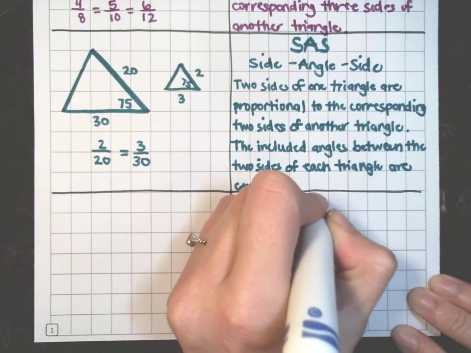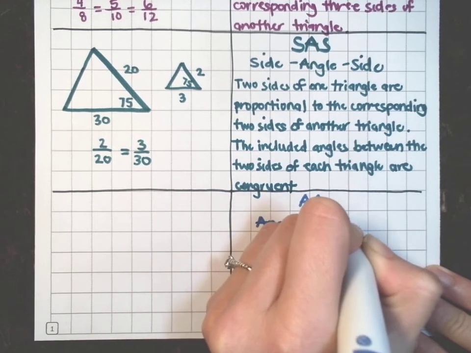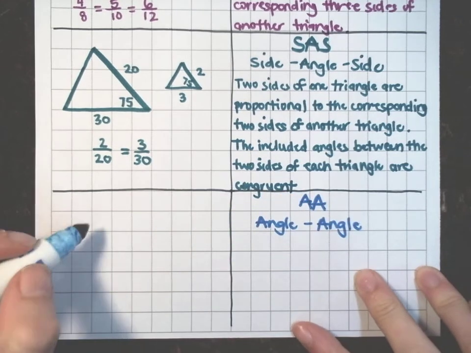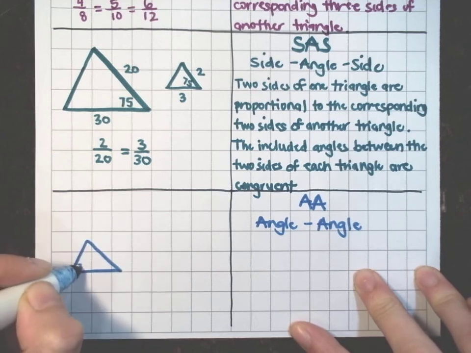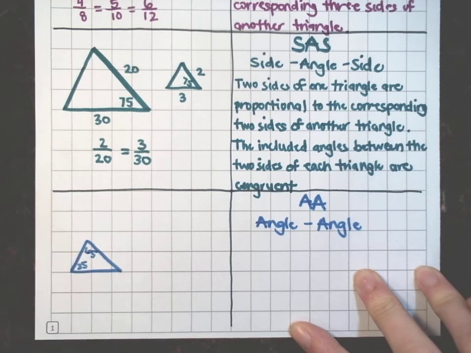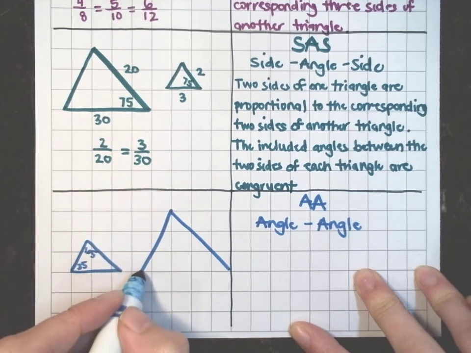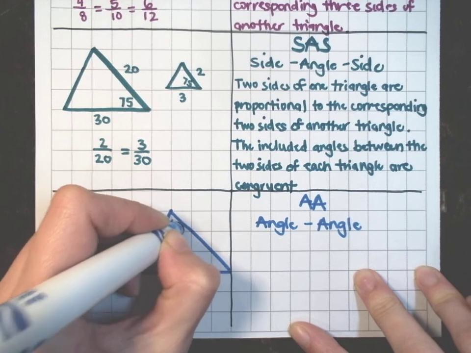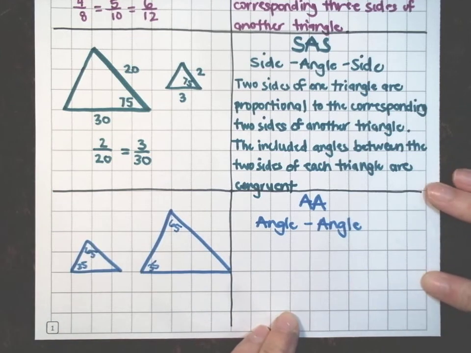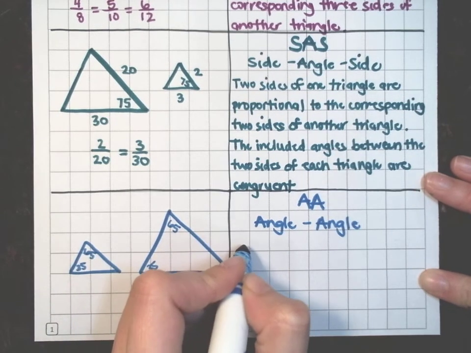And the last one is AA, so angle, angle. So if two angles of one triangle are congruent to two angles of another triangle, then we know those triangles are similar.